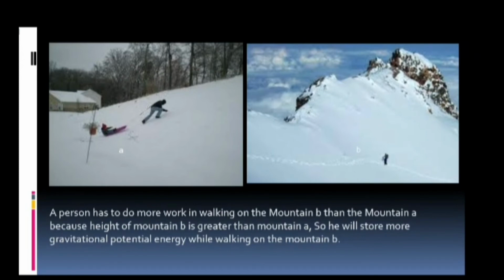So that's why a person has to do more work in walking on mountain B than mountain A, because the height of mountain B is greater than mountain A. So he will store more gravitational potential energy while walking on mountain B. So in this way, height from the ground affects gravitational potential energy. If you are at more height, then you will have more GPE, that is gravitational potential energy, compared to lesser height.